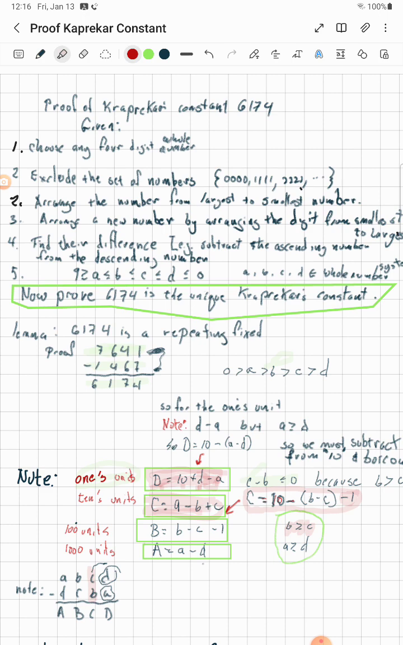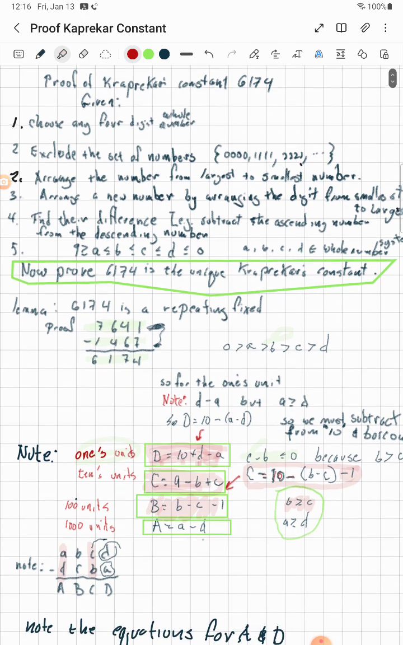Okay, so now we're going to borrow one from the hundreds unit, and so that's just B minus C, and that's okay because B is greater than C. And then I subtract the borrowed 1, and the last thing is the simplest of all. It's just A minus D. Do you see? But that's the key to solving this problem, really.